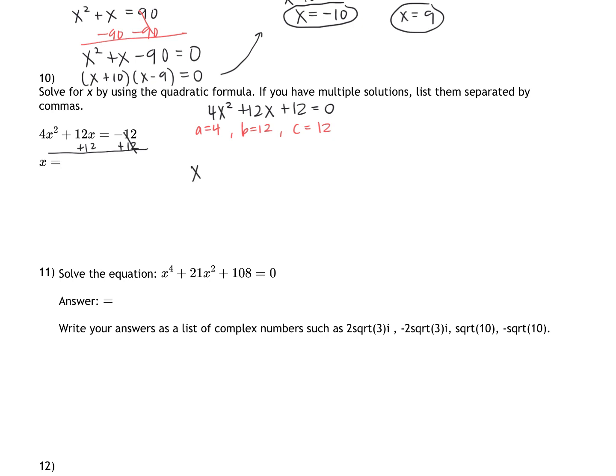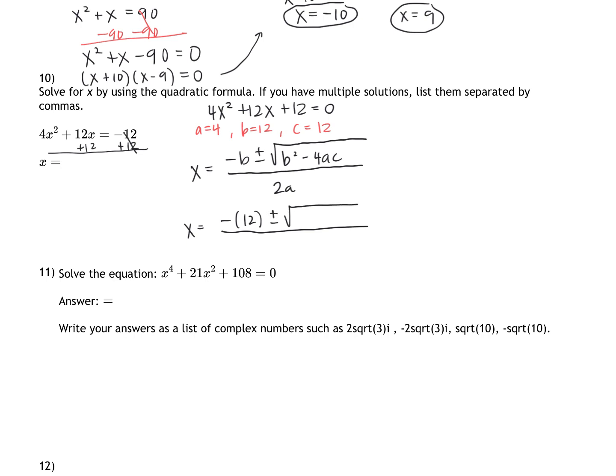Your quadratic formula is x equals the opposite of b plus or minus the square root of b squared minus 4ac, all over 2a. And now you just simply plug in the numbers. So we have negative 12 plus or minus the square root of 12 squared minus 4 times 12, all over 2 times 4. We're going to simplify what's under the radical.